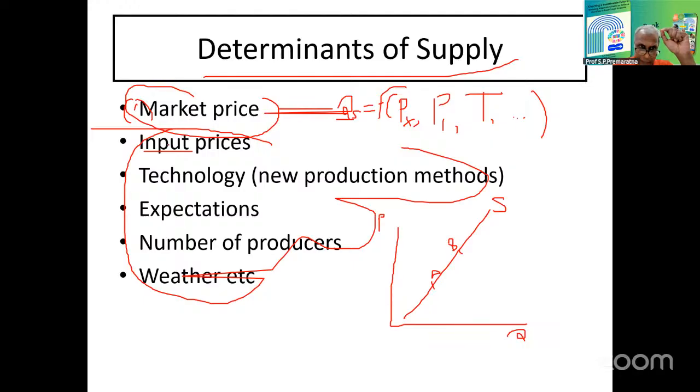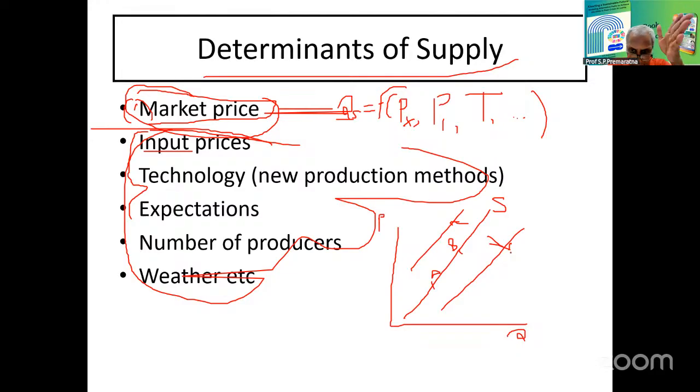The other determinants, apart from the market price: if any of them change, given the market price, it is not a move along the curve. The entire supply curve shifts. It depends on the direction, shifting left or right. So that is the basic thing. Now, with that understanding, I think it is very clear.